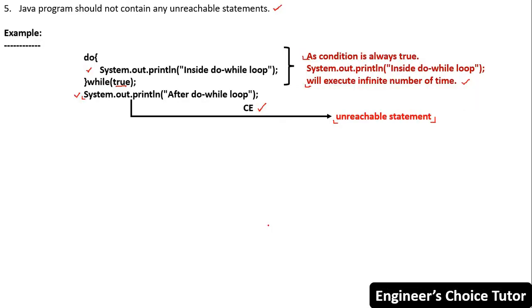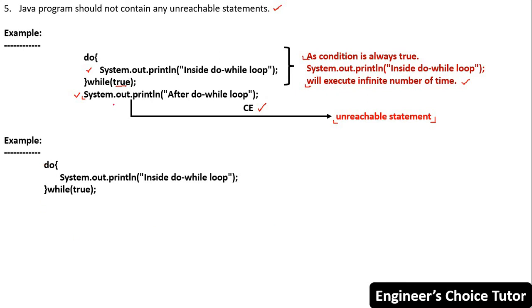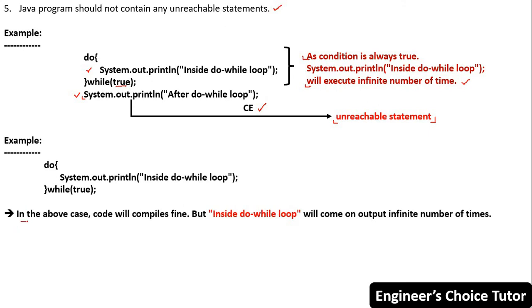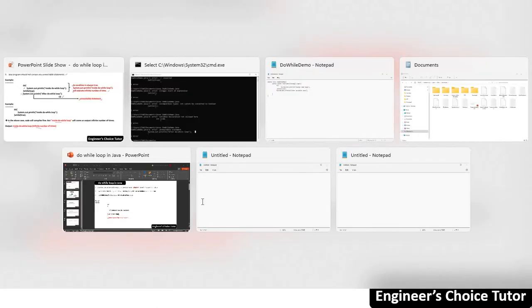Now, let me explain you this thing. So basically we have this, right? In the last example, I have removed this extra unreachable statement. I want to explain you this. So in the above case, the code compiles fine, but inside the do while loop the output will come infinite number of times. For example, if I execute this, what will happen? This thing inside the do while loop will come infinite number of times. For example, let me show you right away.